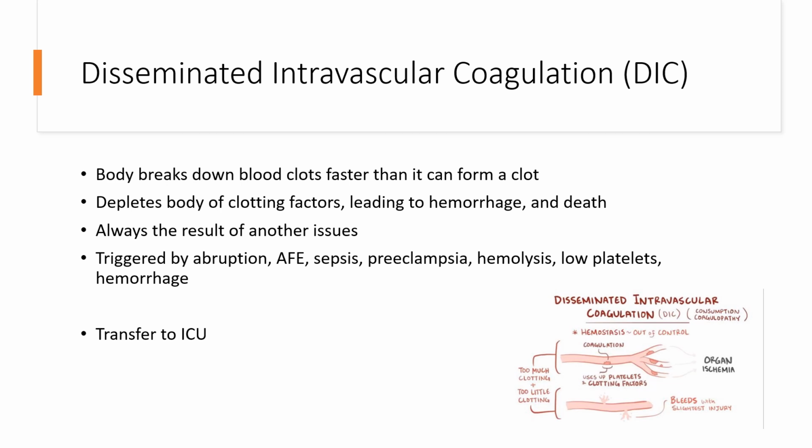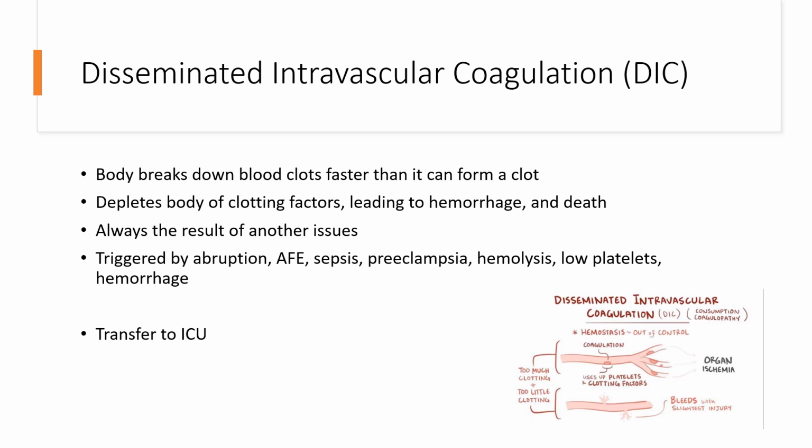Okay, DIC. So I just mentioned this with anaphylactic syndrome. This is disseminated intravascular coagulation. So when this happens, some event happens where mom is bleeding, okay? The body sends all of its clotting factors to that site to stop the bleeding, but then it uses up all of the clotting factors, which leads to hemorrhage and death because there's none left. During DIC, the body breaks down blood clots faster than it can form a clot.